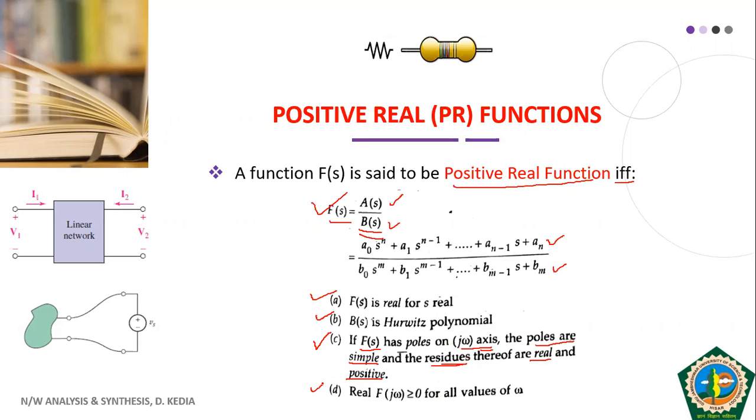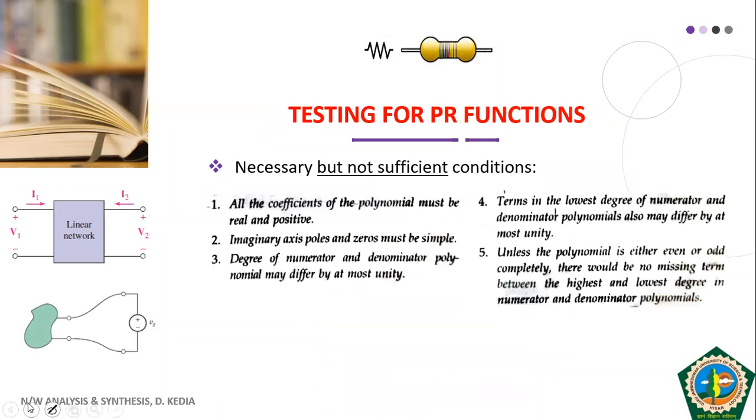And the last condition is that we have to obtain F(j omega). If you have F(s) available with you, you substitute s equal to j omega, you solve for A and B, and whatever you get, the real part of that value must be greater than or equal to 0 for all values of omega. So if these conditions are satisfied, we will call our function a positive real function. I hope this is clear to everybody. Now, let us move forward.